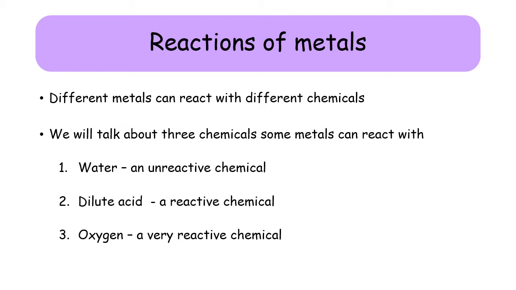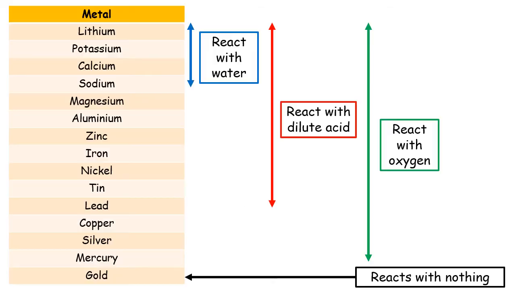And we can summarize what chemicals the different metals react with using a list of metals which are found in the back of your data booklet. So if you have a data booklet handy, turn to the back and you'll see a list of metals. There will be equations written beside them, but we're just worrying about the names of the metals. Now, the four metals at the top, lithium, potassium, calcium, and sodium, they're the most reactive metals. They can react with water, they can react with acid, and they can react with oxygen.